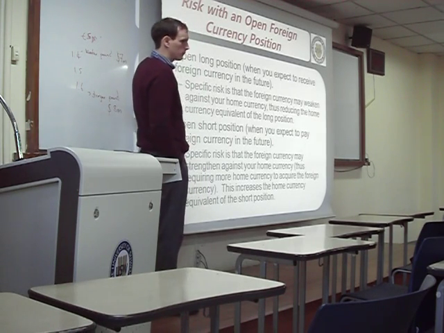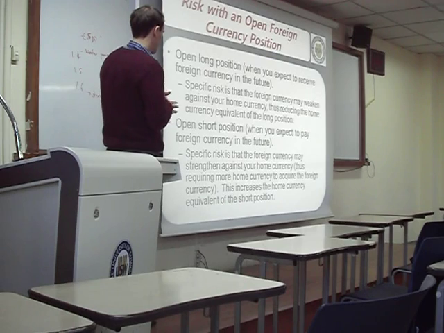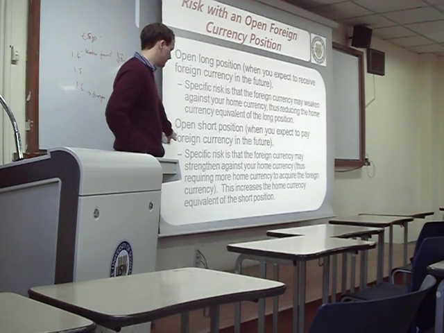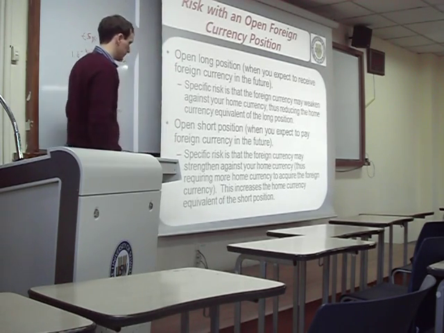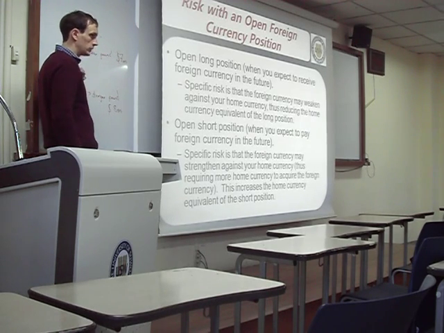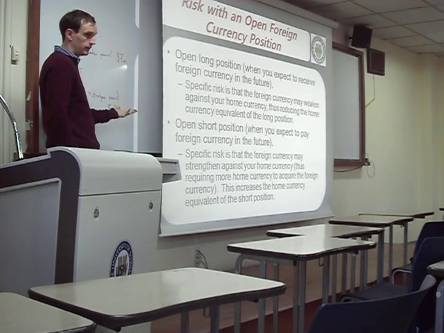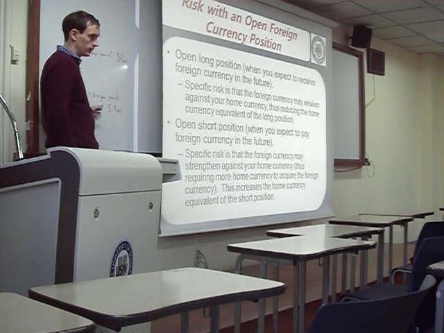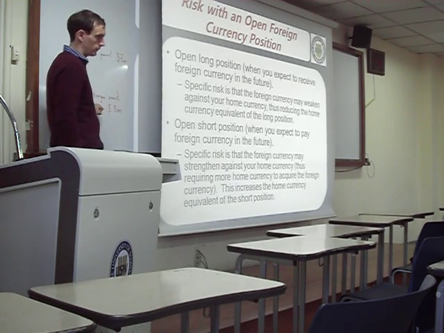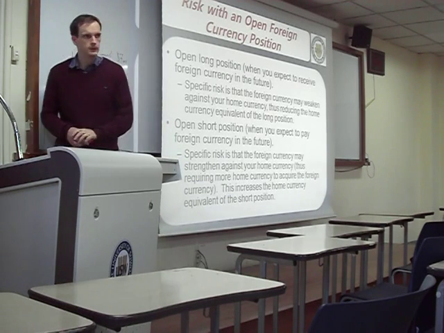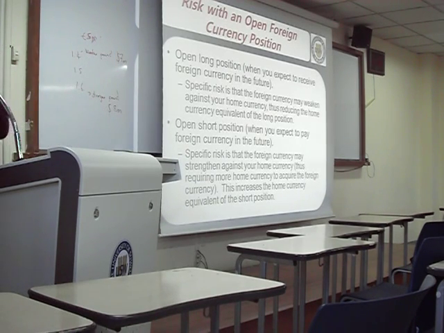The open short position, we expect to pay the foreign currency. The risk is that the currency will strengthen, the opposite. If I need to pay pounds, like in the exam, this is the loss in the exam, right? We have to pay more dollars to get the pounds. So do you understand the risk of long and short? What's the risk for long? The foreign currency may weaken. What's the risk for short? The foreign currency gets stronger. Okay?